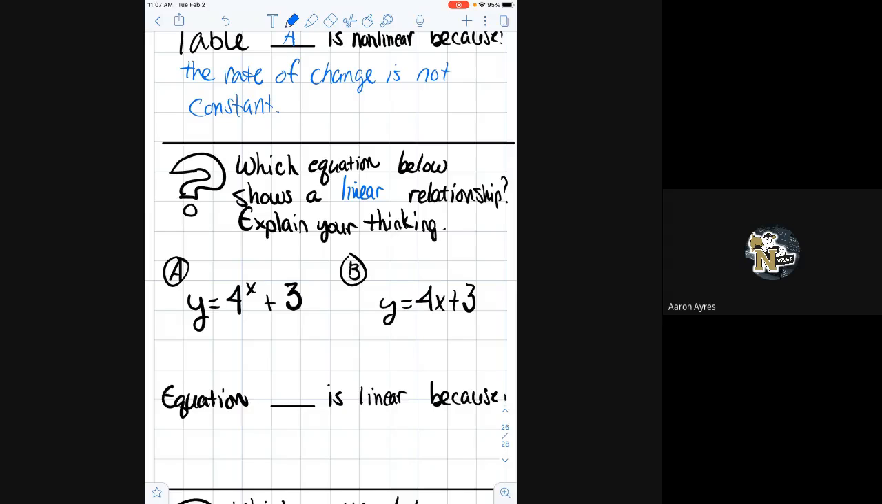Okay, everybody ready to answer for me? Show me a thumb. A or B? Okay. I see a lot of thumbs down. Very good. B is the linear equation. Can anybody explain to me why B is the linear equation? Okay. Abby, what?